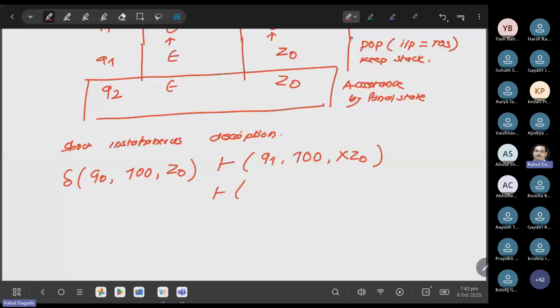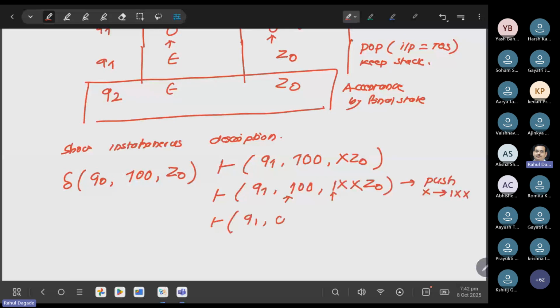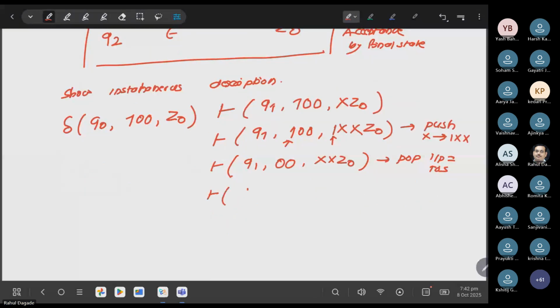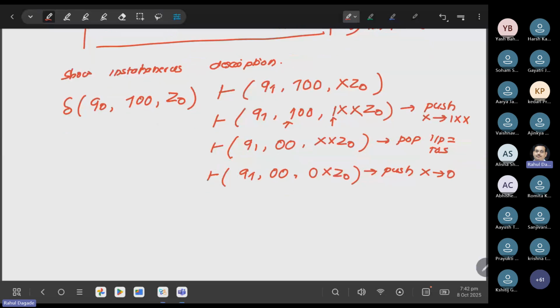Push, X gives 1XX. So here, now 1 is matching with 1. So pop operation. So Q1, 1 is matching with this 1. So pop operation. Remaining input is 00. Remaining stack is XX, Z0. Here it is pop operation. Input is same as top of stack. Therefore pop operation. Now this is shown as Q1, 0 is not matching with stack. Therefore X is replaced by 0, X, Z0. So here it is a push operation again. Which push operation? X gives 0. This push operation is done.